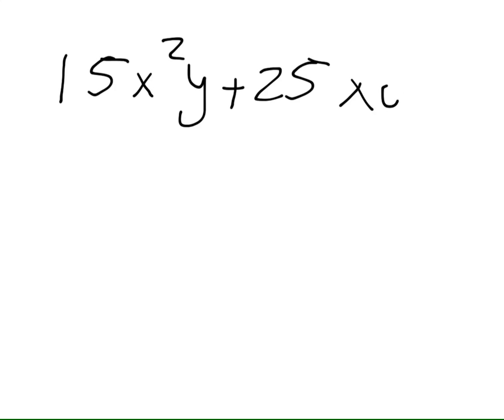So the second one says it's a binomial. It says 15x squared y plus 25xy squared. Binomial again. Let's factor out the GCF. Let's just look at the numbers first. 15 and 25, what's the GCF? 5. 5 is the largest number that divides both, right? So I'm going to pull out a 5.